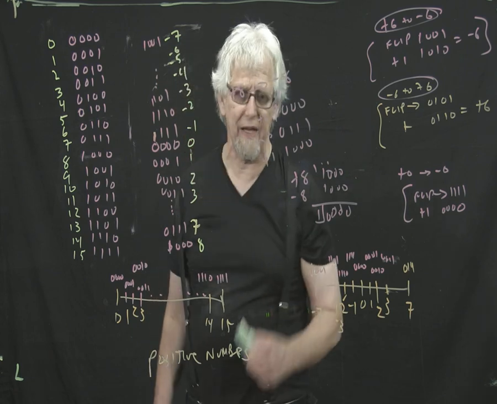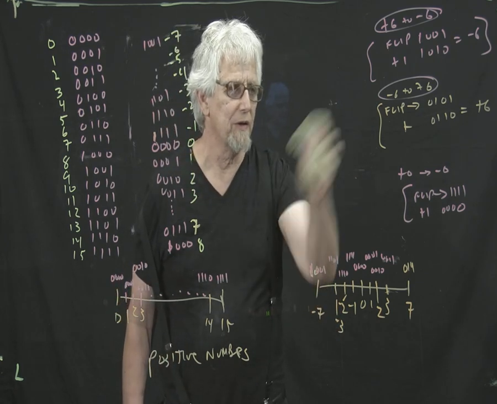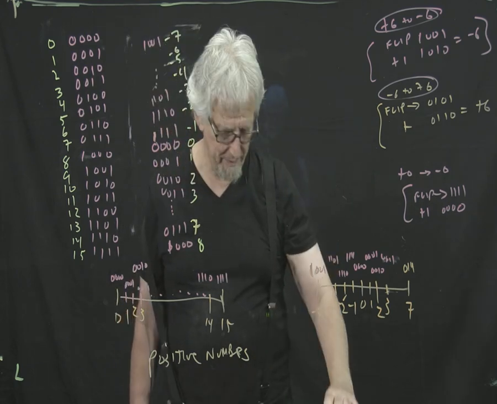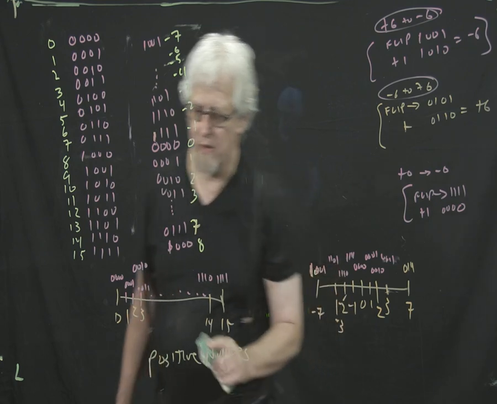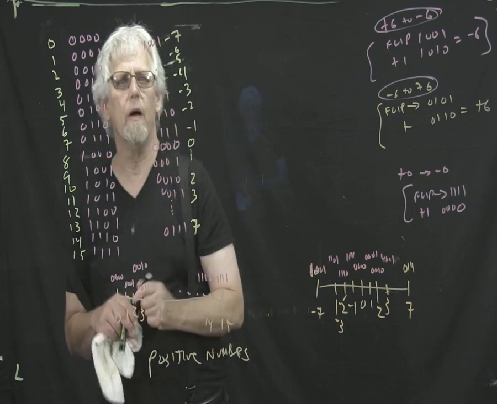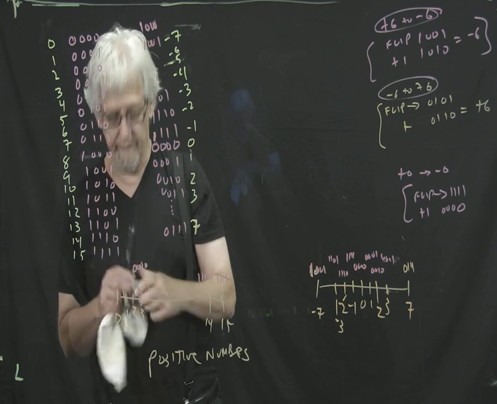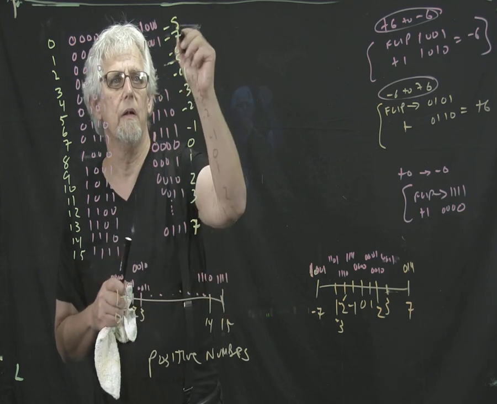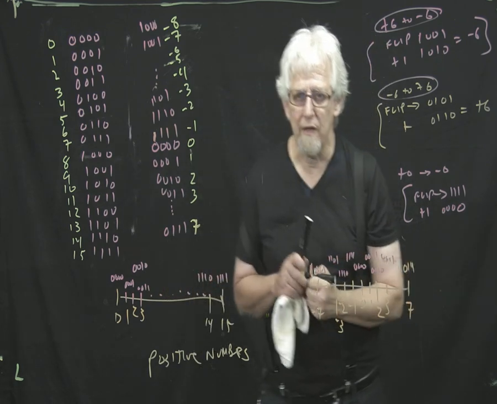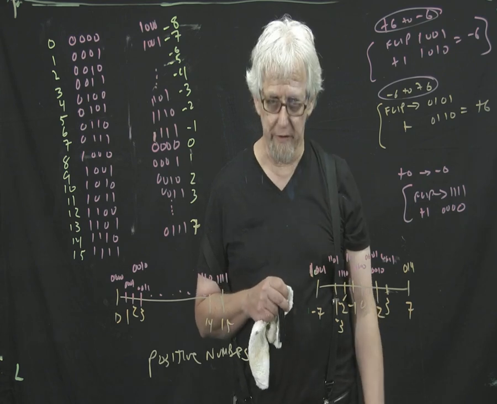We can't really have an ambiguous number. We got to pick one. Which one are we going to pick? Okay. What we're going to do is we're going to pick the minus 8. Okay. 1, 0, 0, 0 is going to be minus 8. And there won't be a plus 8. It's just asymmetrical. We got to live with it.